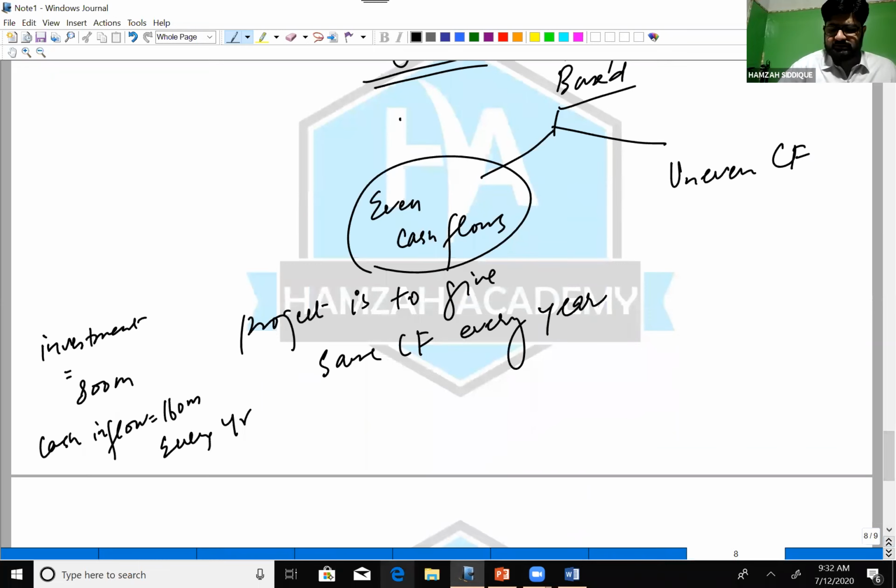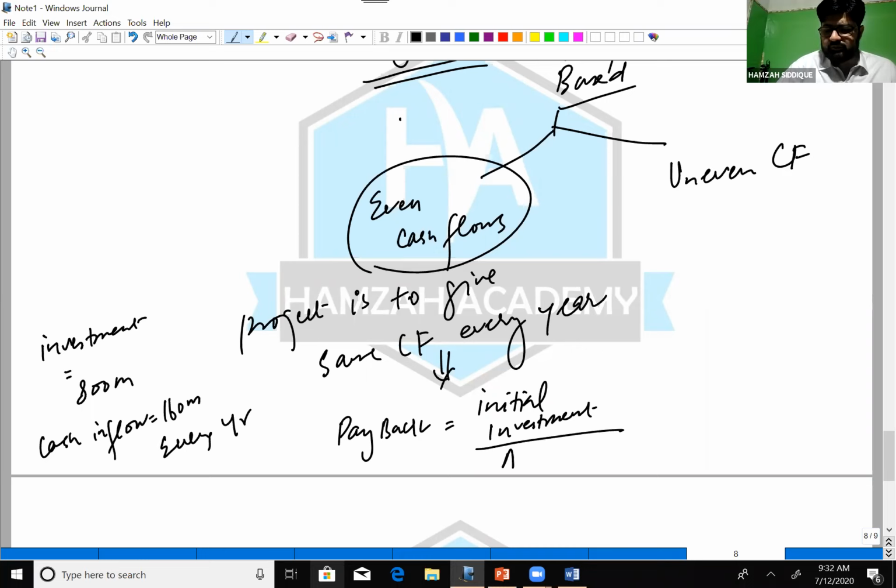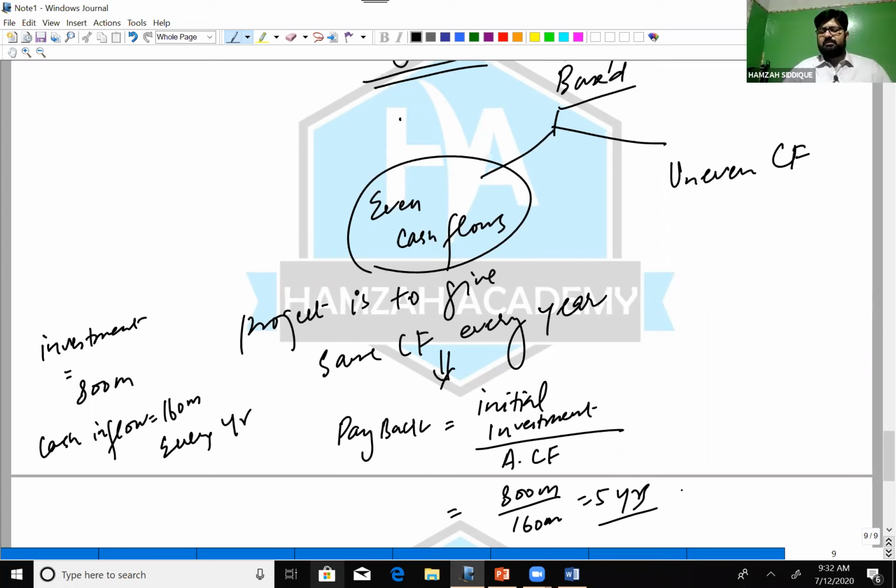So payback, how to calculate? In this case, it is equal to initial investment divided by annual cash flow. So 800 million divided by 160 million. So 5 years is the cash payback period of the project. So this project has a payback of 5 years.